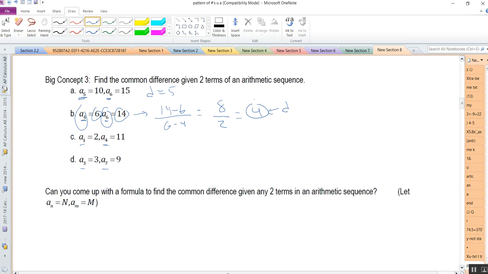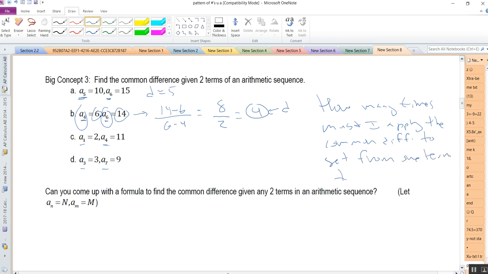Basically what you're asking yourself is, how many times must I apply the common difference to get from one term to the next? How many times must I apply the common difference to get from one term to the next?